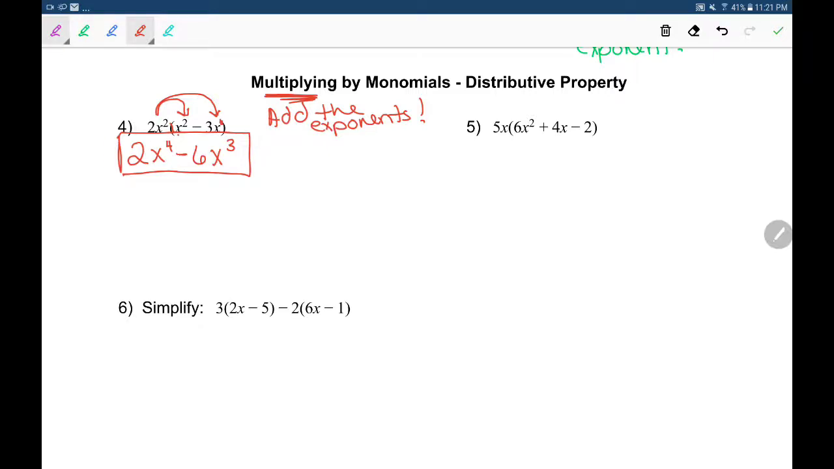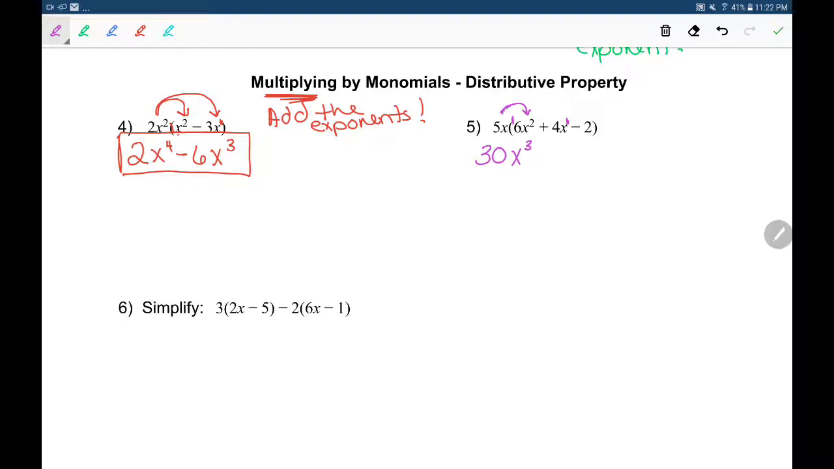In this next example, now we have a monomial on the outside of our parentheses times a trinomial inside. And sometimes what I like to do to help myself out is I'll fill in any missing exponents. So I have this 1 with this x on the outside, a 1 here, just so that way I remember that they're there and it helps me add them as I go through. So I have 5x to the first times 6x to the second. 5 times 6 is 30. 1 plus 2 is 3. So I've got 30x to the third power.